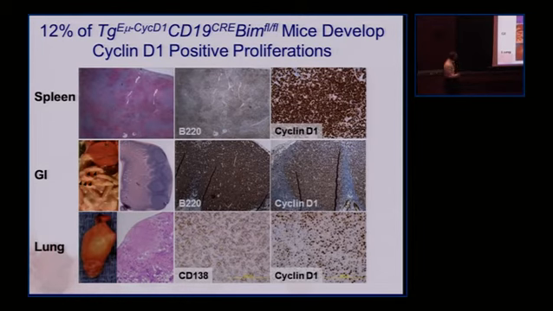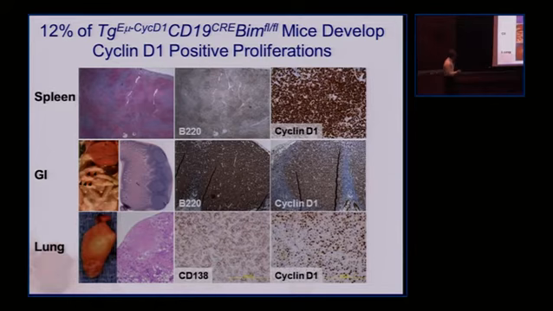And interestingly, we also found an animal that had this lung nodule that turned out to be CD138 positive plasma cells positive for cyclin D1. Now, while this isn't typical of mantle cell lymphoma, it's worth noting that about 10 to 15% of plasma cell myelomas contain a very similar cyclin D1 IgH translocation as do mantle cell.